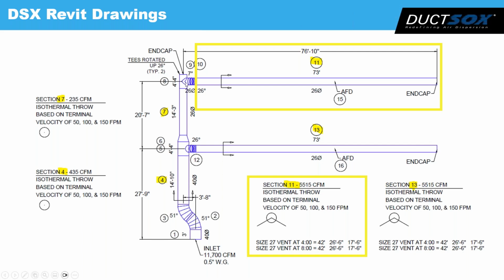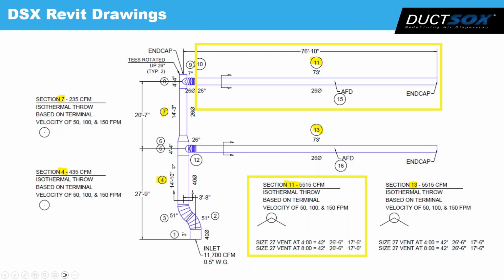We can do our T's. These T's are rotated up. We go up and over. And then we'll also show you the throws as they are leaving the vents. So we size the vents at 4 o'clock and 8 o'clock, with throw values at 50 feet per minute, 100 feet per minute, and 150 feet per minute.